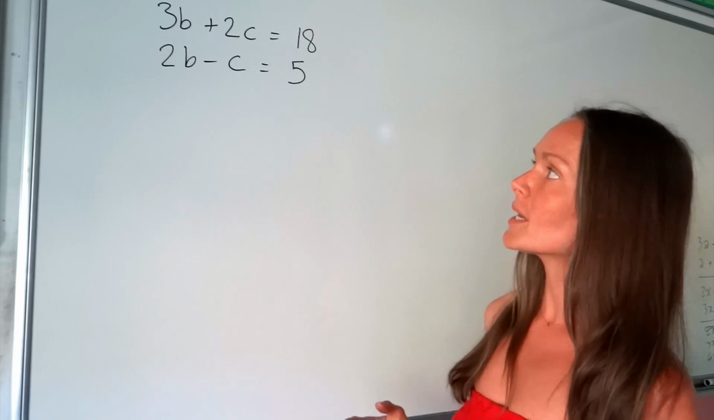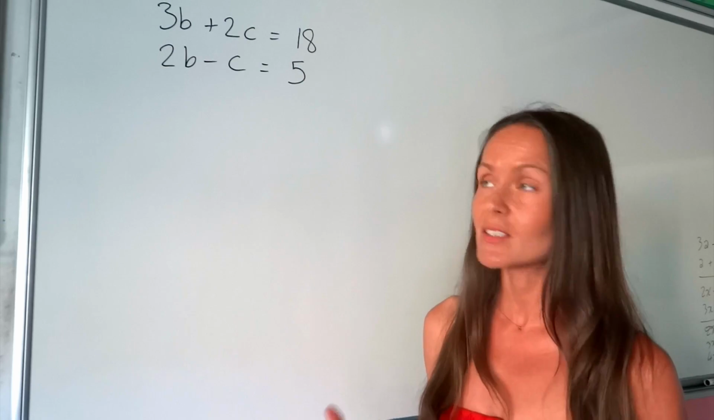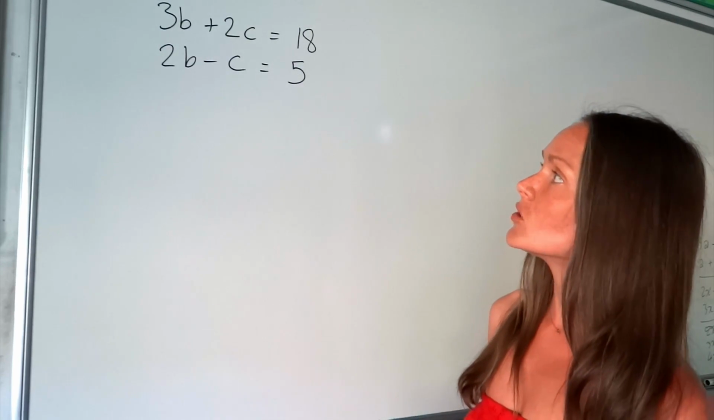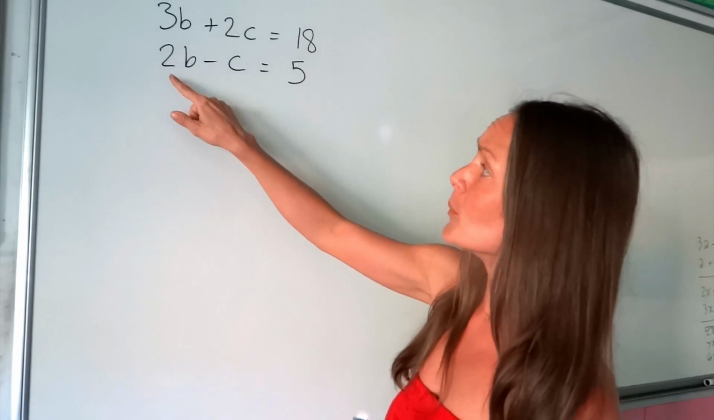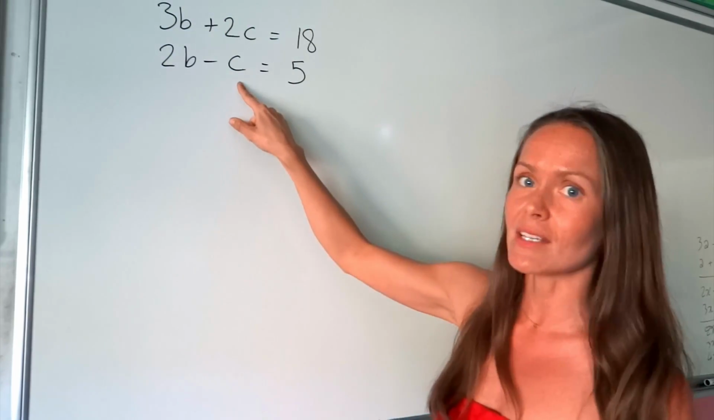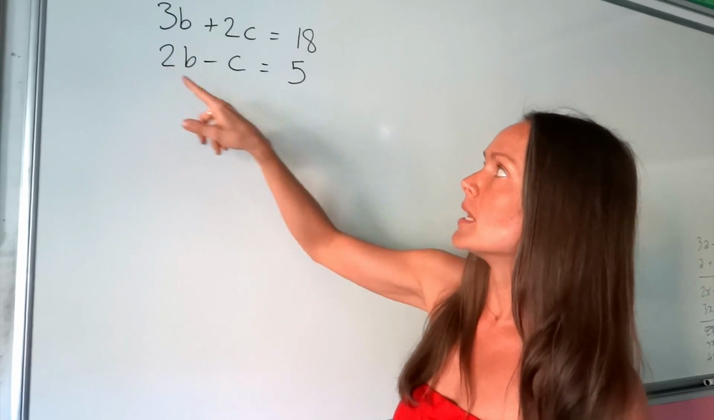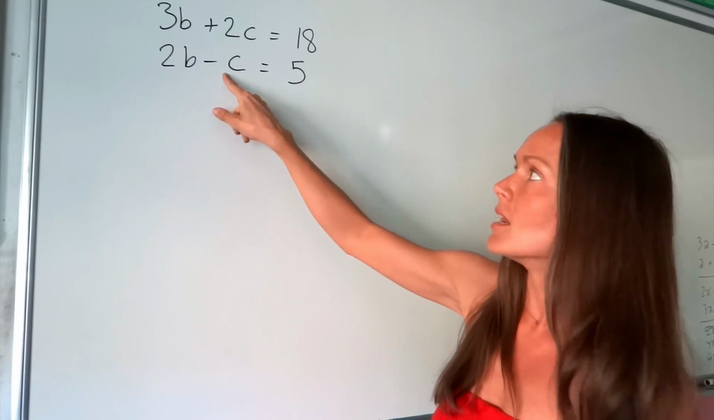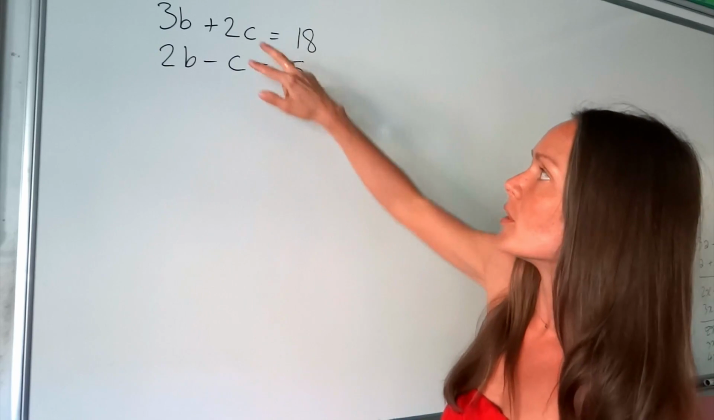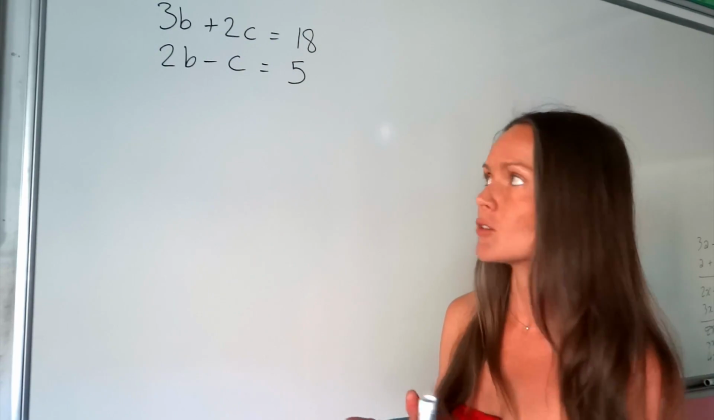Before we can add or subtract these two equations together to try and eliminate the letters, we need to make sure we either have the same number of B's or the same number of C's. So we want to either have 6B and 6B, or 2C and minus 2C. The signs are not too important, but the number has to be the same on both of the letters before we can add or subtract.